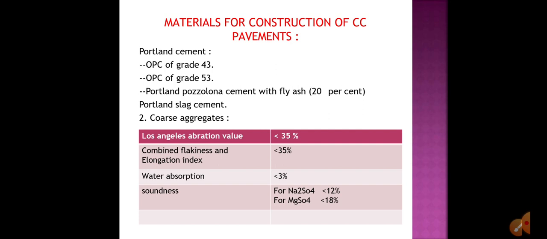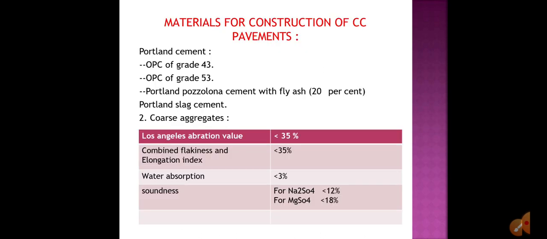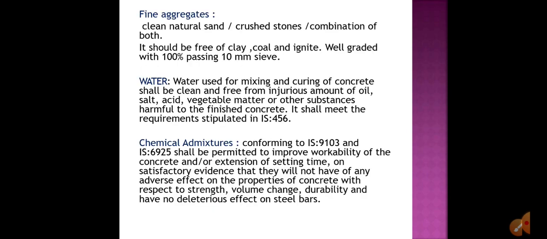These are the materials. Obviously we are going to use cement, coarse aggregate, then fine aggregate, water, and sometimes you add chemical admixtures to increase the strength of the concrete, or even sometimes for rapid curing. For those conditions we can use chemical admixtures. These are the materials used for the construction of the pavement.